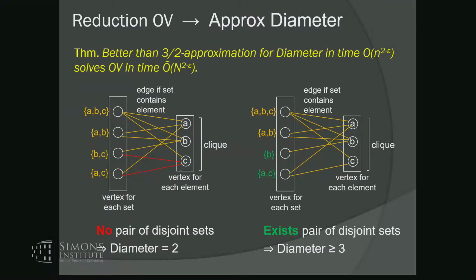Okay, so now to conclude the proof, what we're saying here is that if you had an approximation algorithm that gave you a multiplicative approximation factor better than 3/2, then what does that mean? That means that you could apply it to this graph and it would distinguish between the cases of diameter at least 3 and diameter 2. And therefore it would tell you which of these two cases you're in and tell you whether or not there exists a pair of disjoint sets, thereby solving OV.